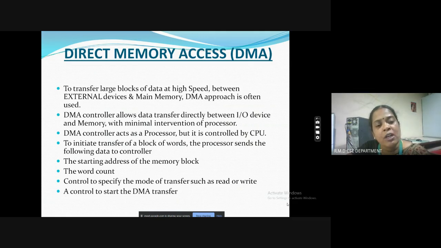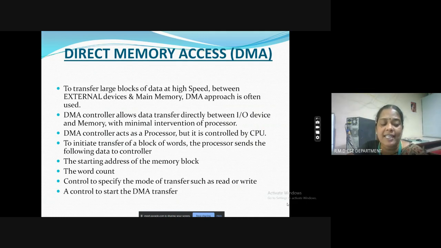The DMA controller allows the transfer directly between the input device and the memory with minimum intervention of the processor. That means without any disturbance, without any intervention, the data is transferred continuously. The DMA controller acts as a processor, but it is controlled by the CPU. So the DMA controller is also like a mini processor. It initiates the transfer of a block of words.